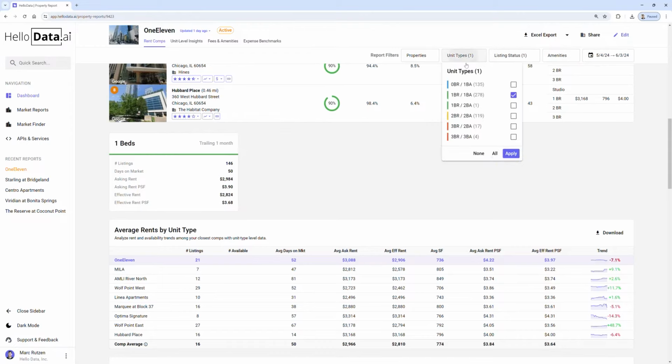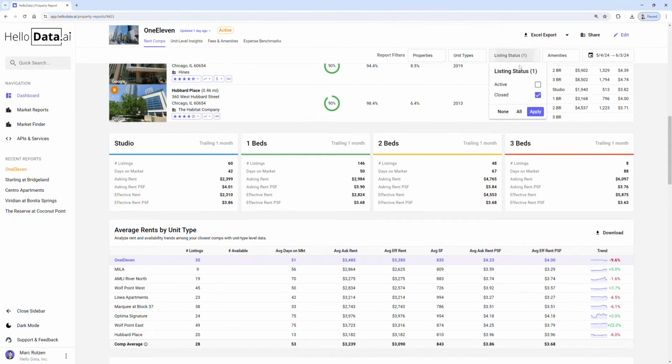Now, from here, I'll take the filters off. And one other thing you probably noticed is that we have this effective rent column here. Now, since we're tracking 3 million properties, we're definitely not calling to get concessions data, especially not every day across the US.